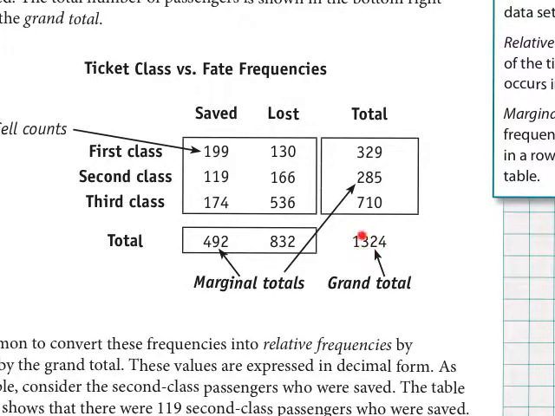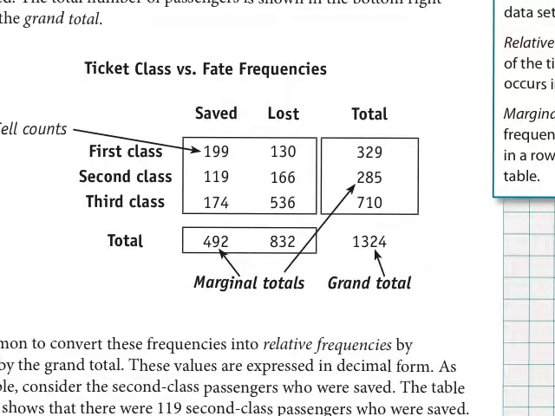And this grand total can be found by either adding all the first class, second class, and third class total passengers together, you'd get 1,324. Or if you add all the people saved and all the people lost, it should be 1,324. Okay? So you can either add down or add across. That's a good way to check your work, to make sure that both of these totals end up being the same thing. It should always be that way in a two-way frequency table.